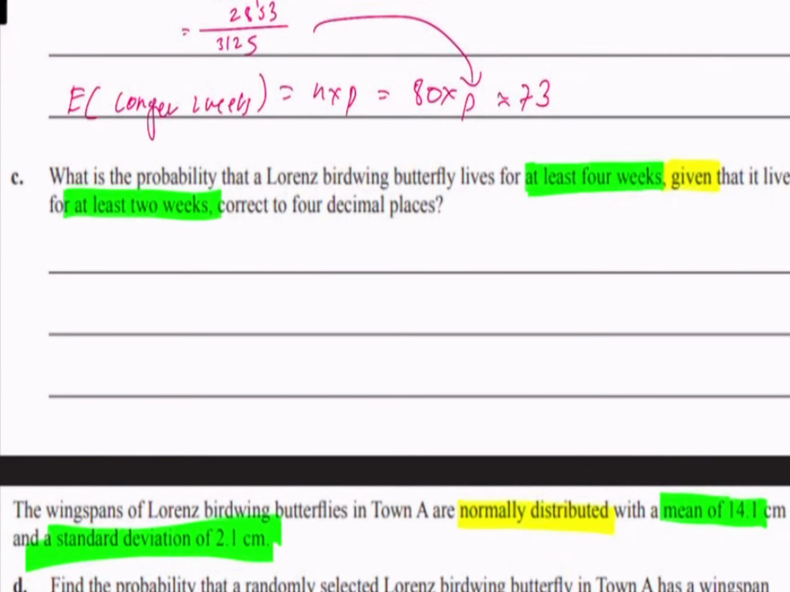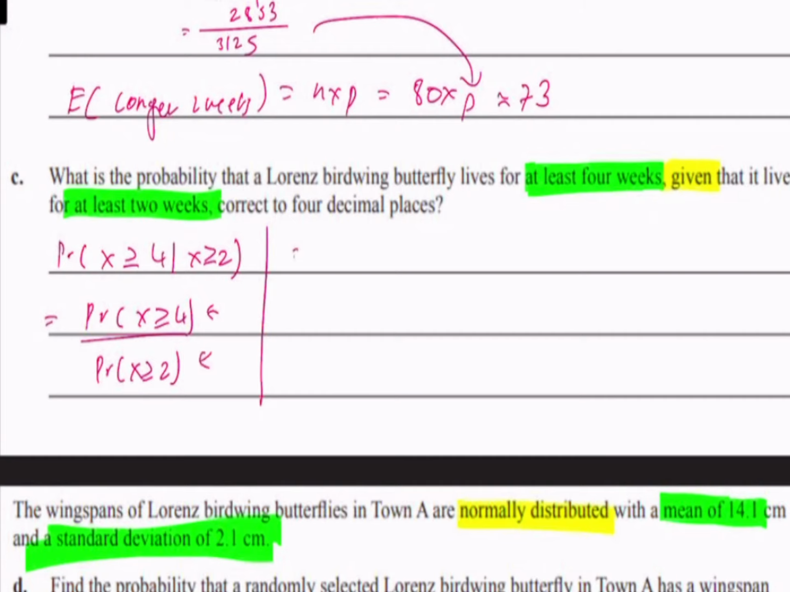What's the probability that the butterfly lives for at least 4 weeks, given that it lives for at least 2 weeks? So we're looking for the probability that x is greater than or equal to 4, given that it's greater than or equal to 2. The intersection would just be greater than or equal to 4 over the given. And yeah, just use integration to solve this part and this part, and you should get 0.2878.